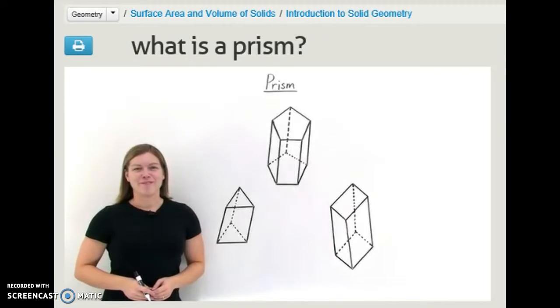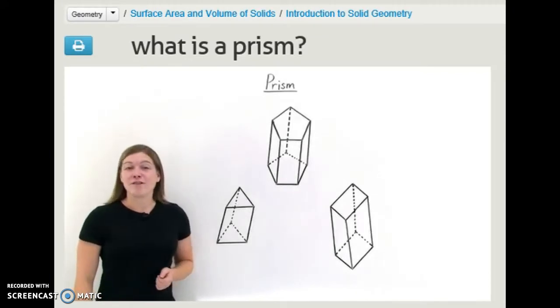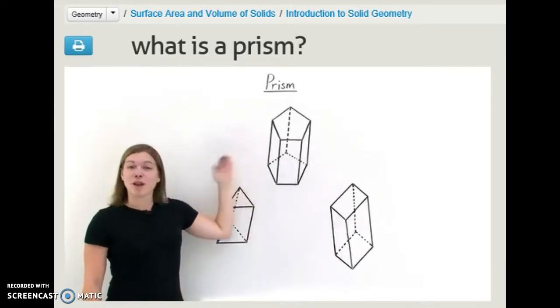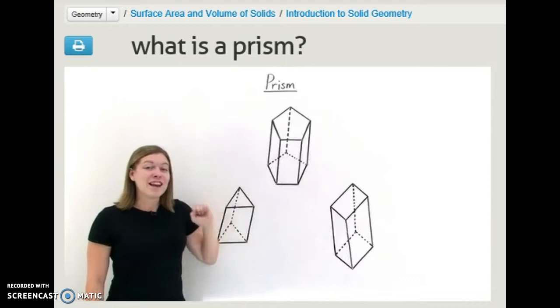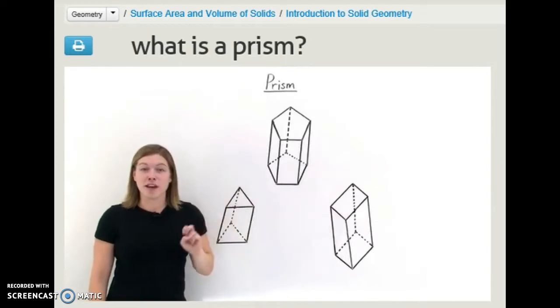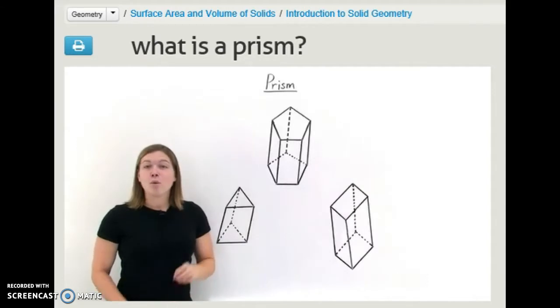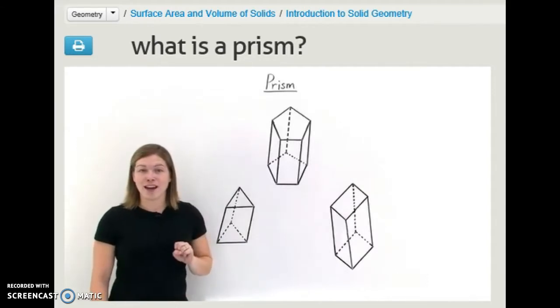What is a prism? A prism is a solid figure that has parallel and congruent bases that are both polygons. So here we have an example of a prism. Let's take this prism and identify the two bases. Remember, to identify the bases of a prism, we want to find two identical polygons.